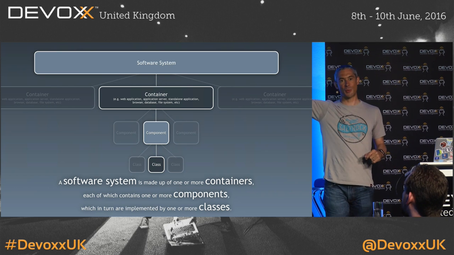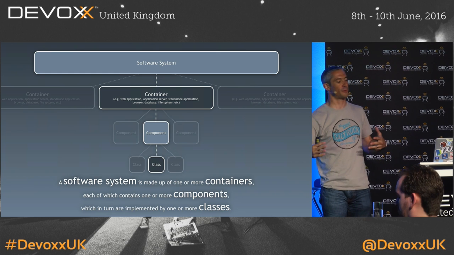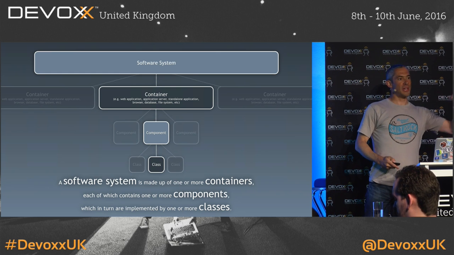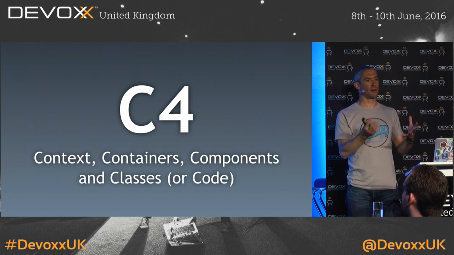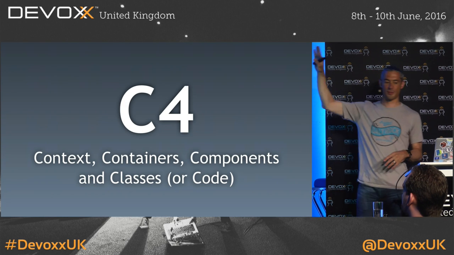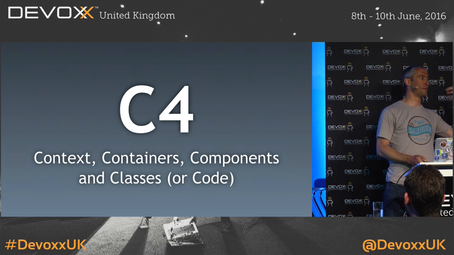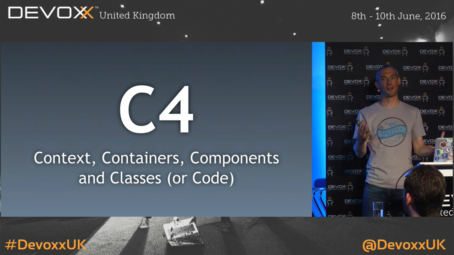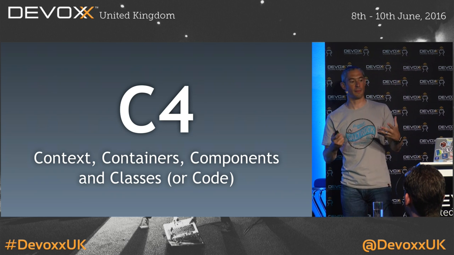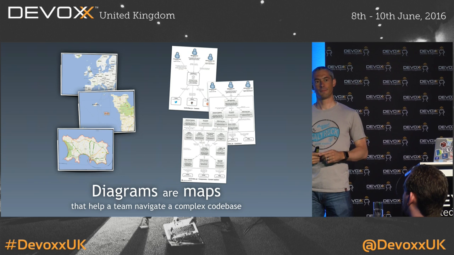You might have to take this and tweak it if you're using functional languages or database technologies and so forth. Once you have a standard set of abstractions, and therefore vocabulary, in mind, you can then create some diagrams really, really simply. And this is what I refer to as my C4 model. A context diagram, a container diagram, a set of component diagrams. And if you want to go to that lower level of detail, you can create class diagrams that show the component implementations. And essentially, this is about creating a set of maps.